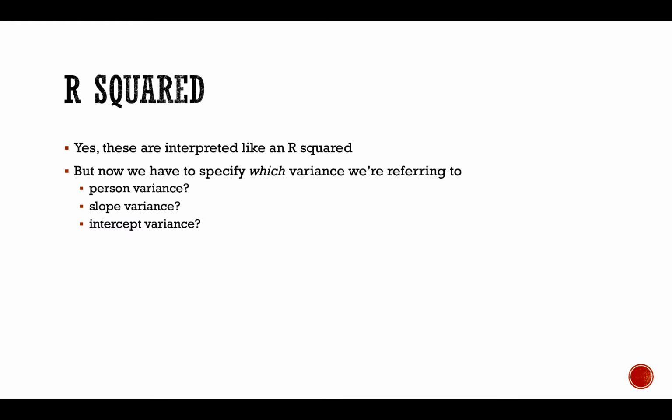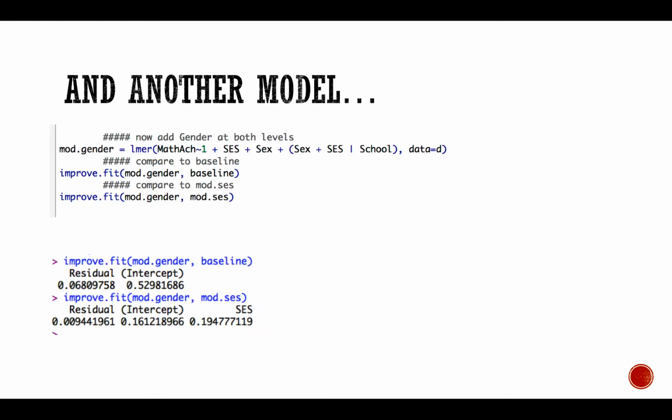But now we have to specify which variance we are referring to. Are you reducing the variability in person variance? Are you reducing the variability in slope variance? Or are you reducing the variability in intercept variance? And by the way, there could be multiple slopes in the model. So you might estimate the reduction in variance for the slope of socioeconomic status or minority status or gender or whatever. So the definition of R squared gets a little more complicated when you're talking about mixed models.